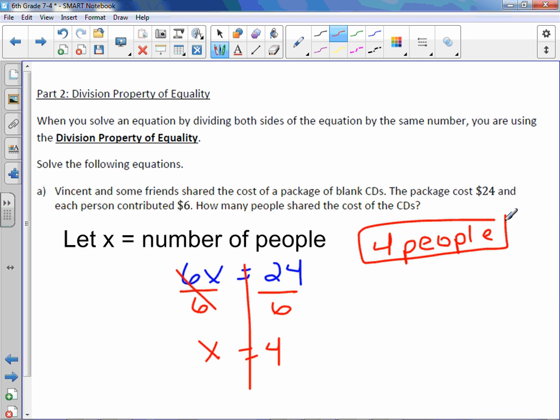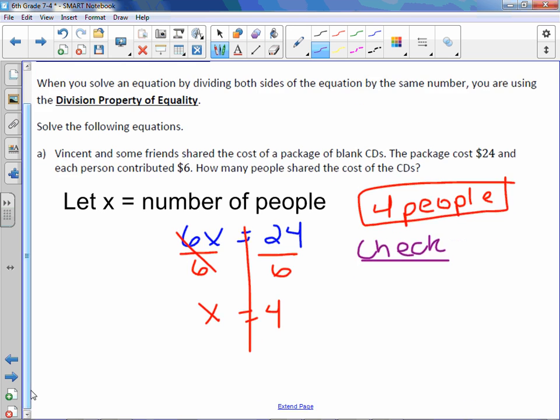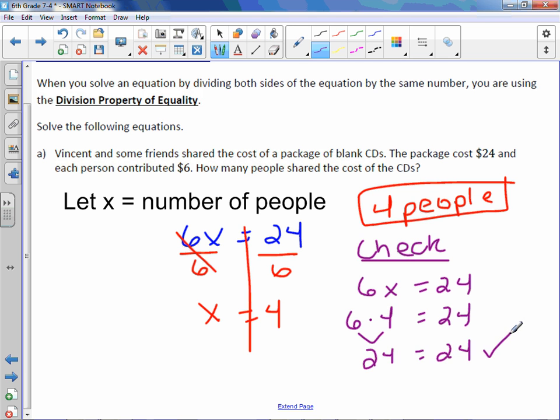Now we should do a check, so let's go ahead and do that. Start with our original equation. Plug in our solution. Do the operation. And it checks out. So 4 people is our solution.